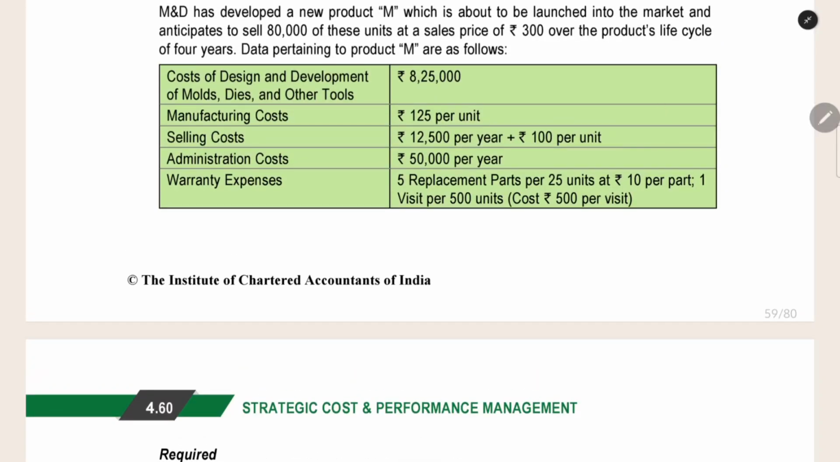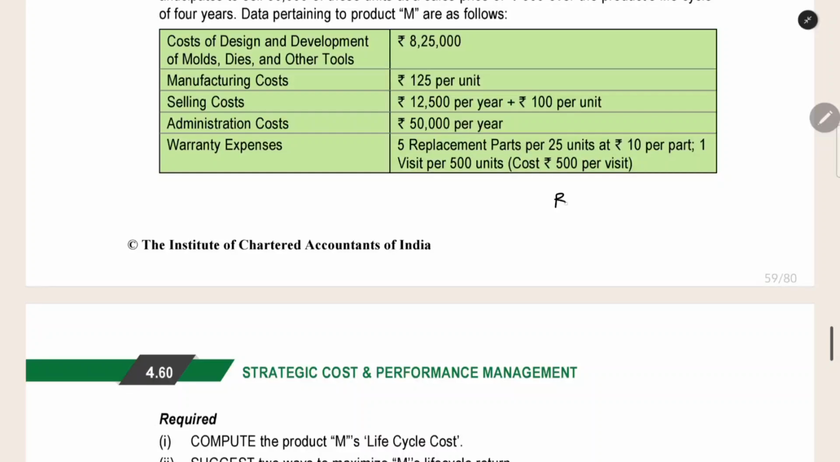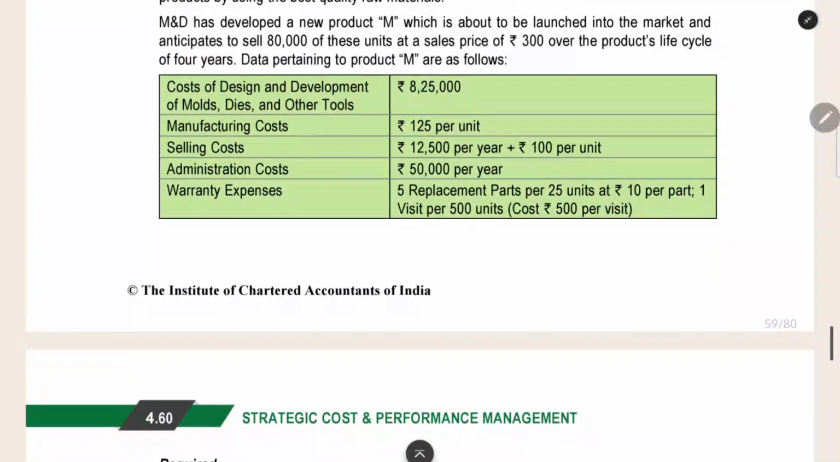Here we have two types of cost. One is replacement cost. First thing is you have to go and replace the parts. Second thing is, for that you have to visit the customer, find out the bad parts and then replace them. If you produce 25 units, you will get 5 replacement parts. This is the ratio. Now how many units are we producing?